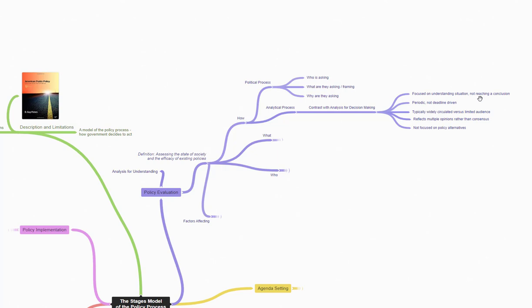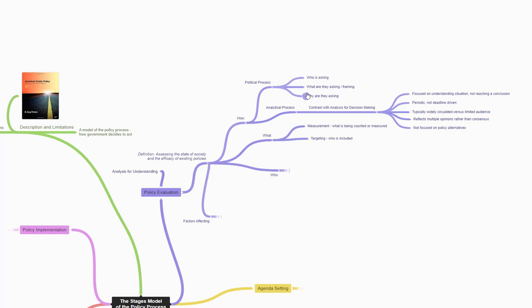Analysis for evaluation, or analysis for understanding, is typically done periodically. We'll do this every couple of years, not because a decision needs to be made, and so it can often wait. There's no sense of urgency with this type of evaluation usually. Typically it's widely circulated, as opposed to being done just for a particular decision maker. It may reflect multiple opinions rather than a consensus. It may list various approaches and various ways of looking at the problem. And it's typically not focused on alternative solutions to the problem, just understanding whatever this problem is in society.